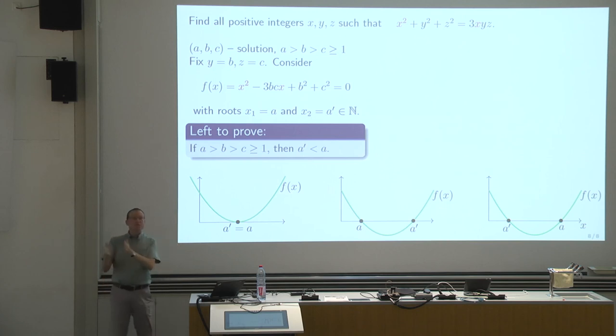B will be between the two roots. How can you prove that B is between the two roots? Now, I don't want to be thinking about A prime. This looks like a claim about A prime, and A prime is dangerous. I want to avoid A prime. How would you prove that B is between the two roots? Restating your goal in a way that it looks like a statement about B and not about A prime.